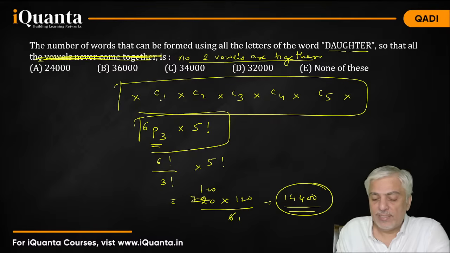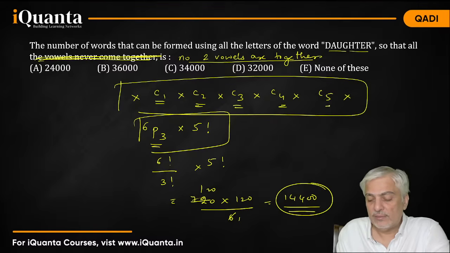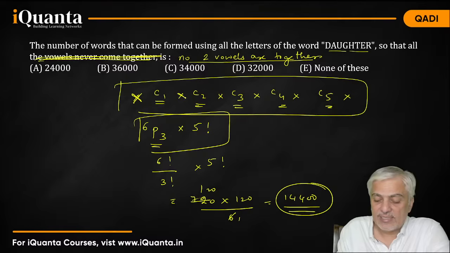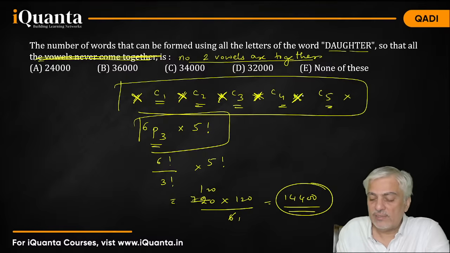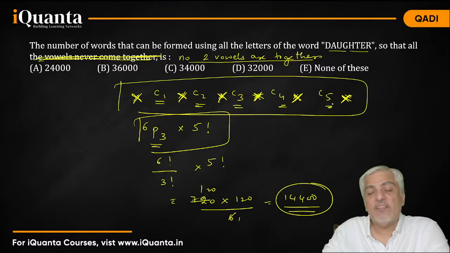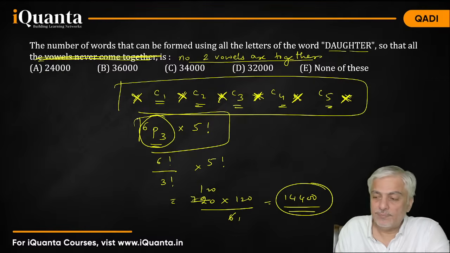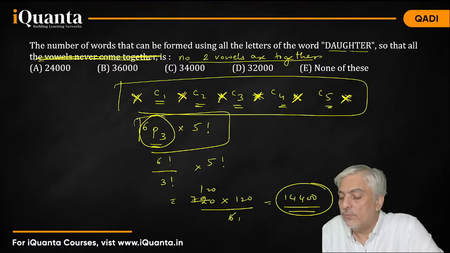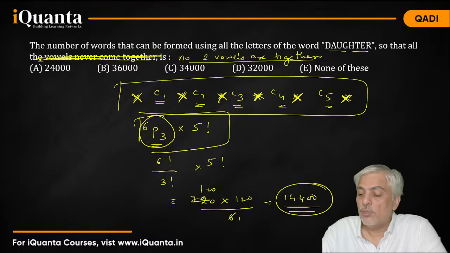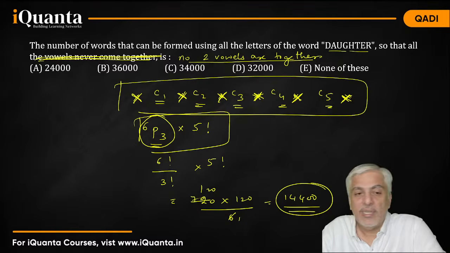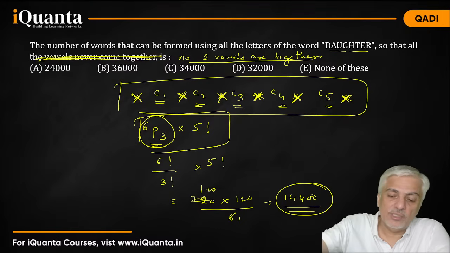Okay, how 6P3? Let me explain. There are 5 consonants. So there are 6 places in which I can put the vowels such that they will never be together. And for those 6 places, there are only 3 vowels. So 6 places for 3 vowels will make it 6P3. Shinjini, clear? Let me know quickly. Are you clear? Okay, cool. So we did 2 questions here.